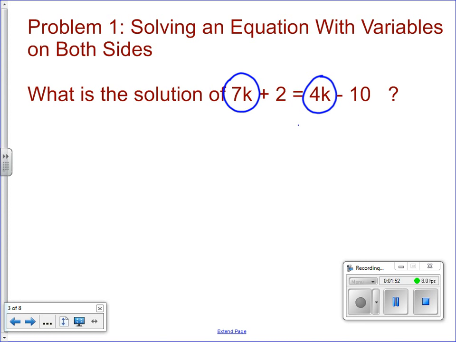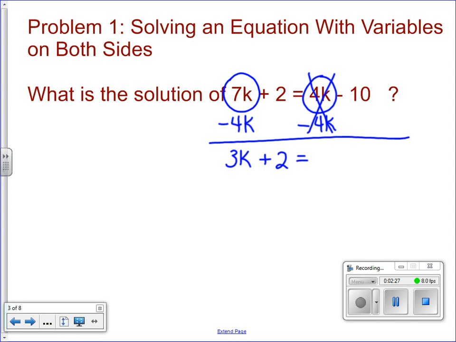I'm going to choose to subtract 4k from the left, and therefore I have to subtract 4k from the right using the subtraction property of equality. The reason I chose to subtract 4k is because I can see it cancels out on the right side, and on the left side, when I bring down what I have left, 7k minus 4k would be 3k. Bring down my plus 2. And on the right side, I have 0 minus 10, which would be negative 10.